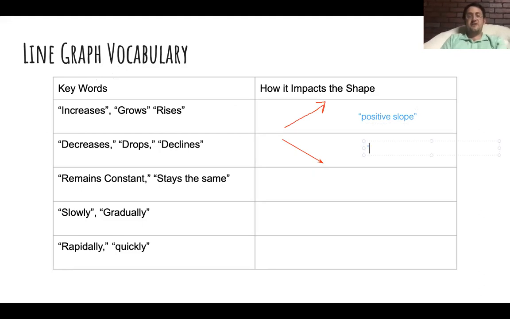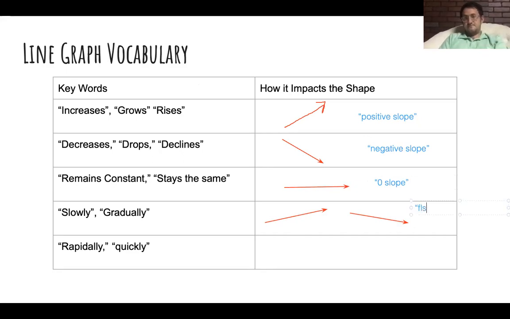And they could be curvy or they could be straight. And then zero slope would be remain constant. That would be your horizontal line. And then slowly or gradually, that is a slope that's not very steep in the positive or negative direction. And then rapidly or quickly would be a more steep type of slope.